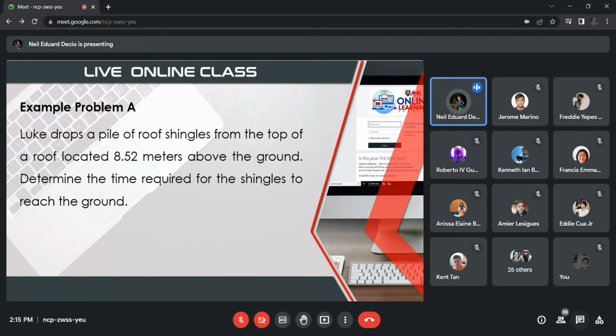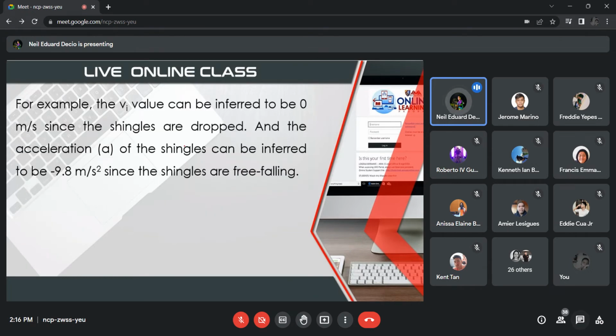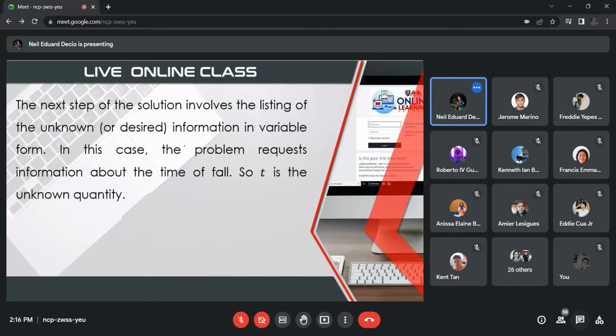According to the problem, we are to determine the time required for the shingle to reach the ground. So we're looking for time. And we're given the displacement, which is 8.52 meters. So we're looking for time. And then, of course, click on the illustration. Let's put the given there.